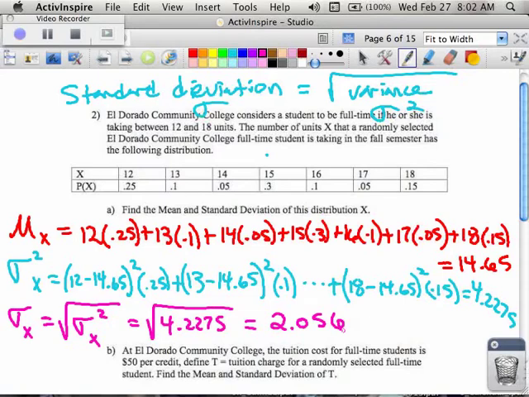So if we talk about this, remember the phrase "in context" means you have to refer back to the paragraph that they started out with. If I was talking about the mean, I would say that on average, students who are full-time at El Dorado Community College take, on average, 14.65 credits. And if I'm talking about the standard deviation, we would say that on average, the number of credits taken by a student differs by about 2.056 credits off the mean, or off the average number of credits, which is 14.65 credits.